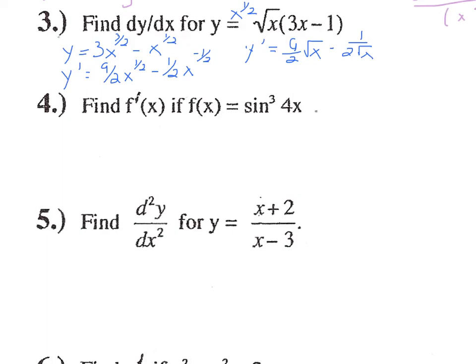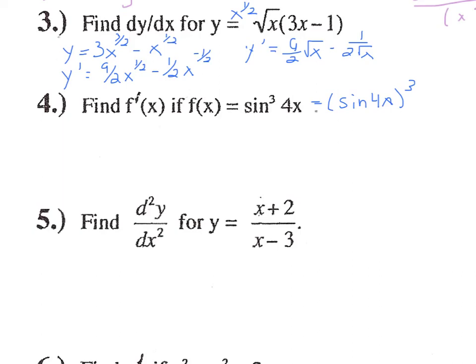For number 4, since we have sine cubed of 4x, we're going to rewrite that as the sine of 4x cubed. And now we can see that we have to chain rule. Actually, in this one, we're going to need to triple chain rule since we have 3 functions going on. We have the cube on the outside, we have the sine on the inside, and then we have the 4x on the inside of the sine.